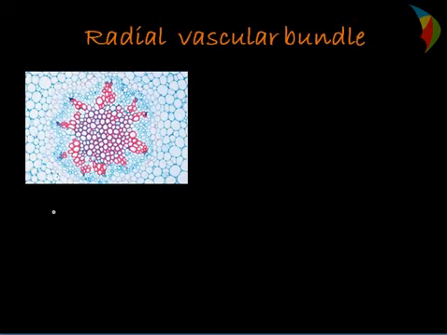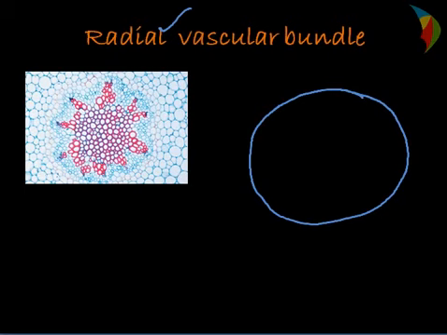Now you see we have the third type of vascular bundle. This is a radial type of vascular bundle. In this radial type of vascular bundle, we have an alternate arrangement of xylem and phloem. That means if you show in a pictorial form, we have this xylem, the same way you see here also.